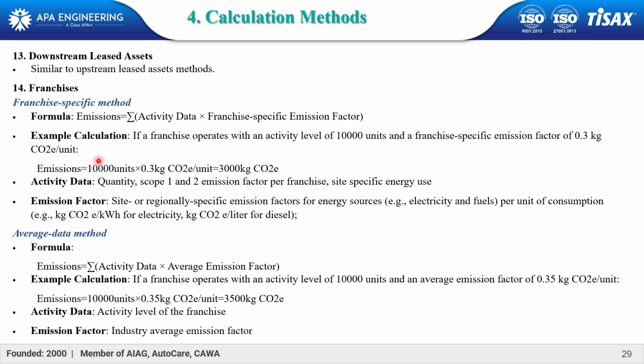So the activity data required will be the quantity, the units of the product, and the scope 1 and 2 emission factors per franchise. So the emission factor would be the site or the specific emission factors for the energy sources that the franchise uses per unit consumption of whether electricity or the fuel. The franchise average data method is like other categories. We use the industrial average emission factor here and the activity level of that franchised outlet.